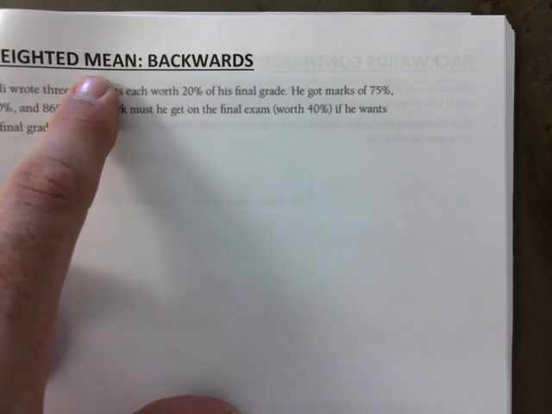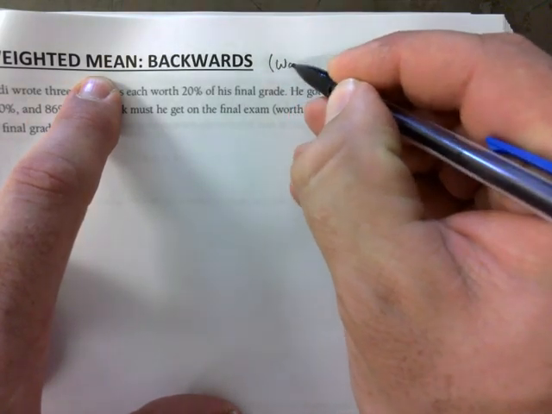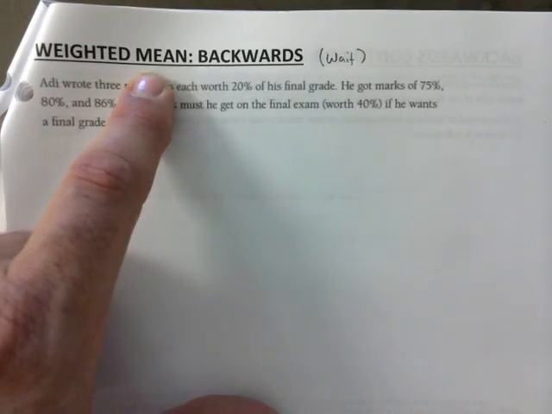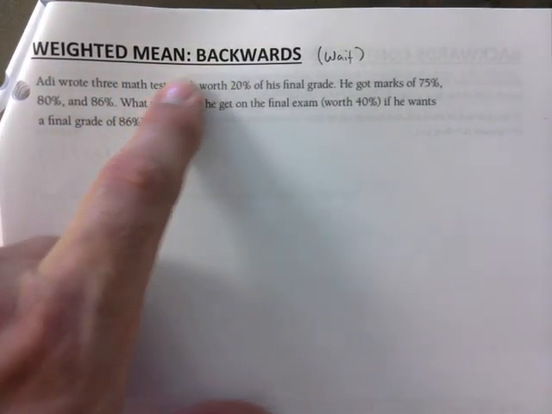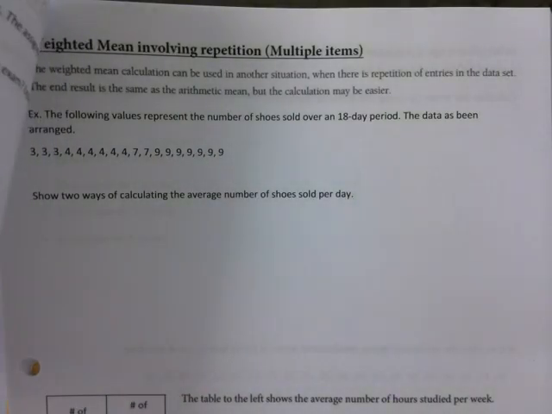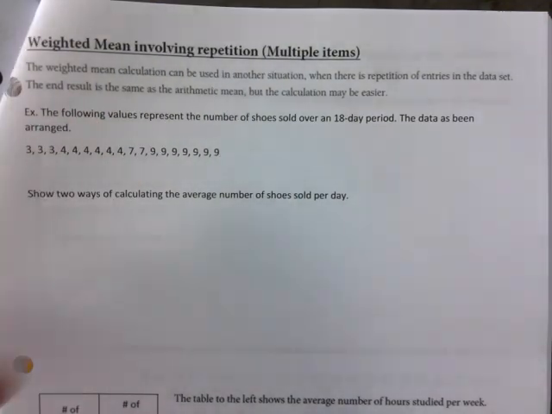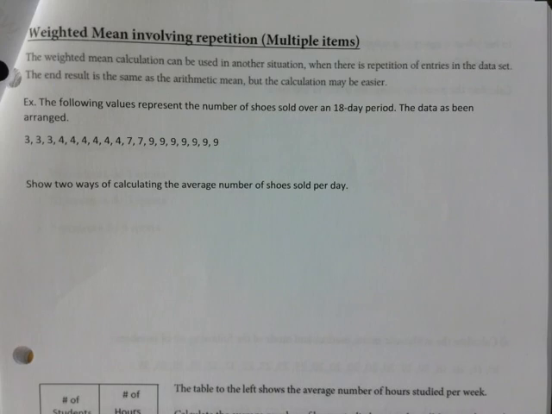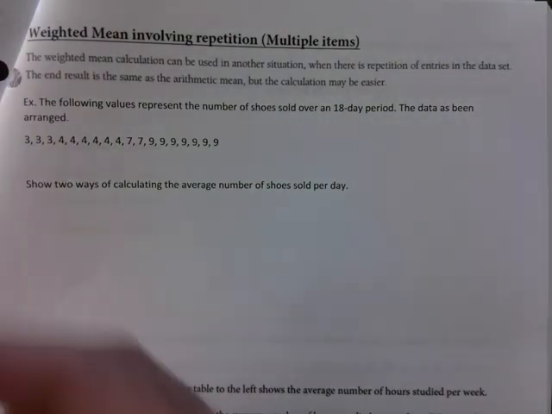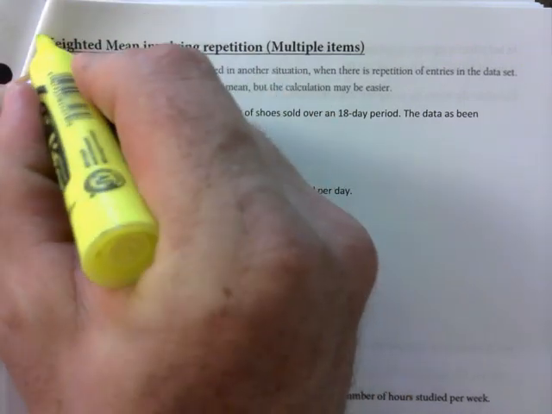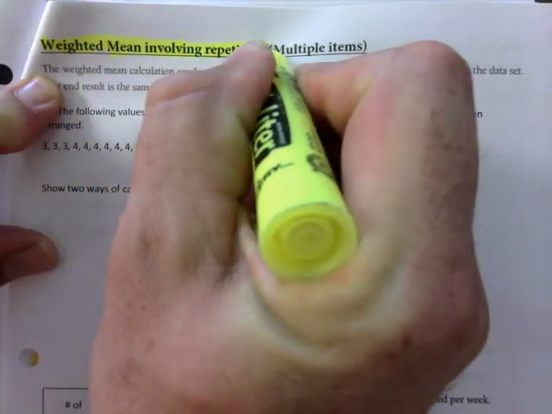We're going to wait for now, and then when we do this, I'll erase the weight. There's a backwards scenario when it's weighted mean. We're just going to wait on weighted mean backwards. Get it? Okay, let's go to 44. Weighted mean involving repetition. Highlight that. I want you to see this as you flip through it.